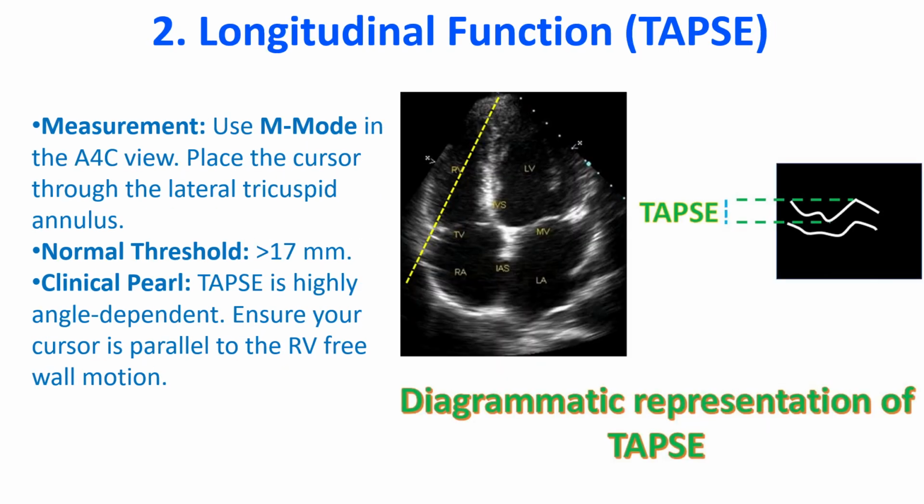2. Longitudinal function, TAPSE, tricuspid annular plane systolic excursion. Longitudinal contraction accounts for the majority of right ventricular stroke volume. Use M mode in the apical 4-chamber view. Place the cursor along the lateral tricuspid annulus. Normal is more than 17 mm for TAPSE.